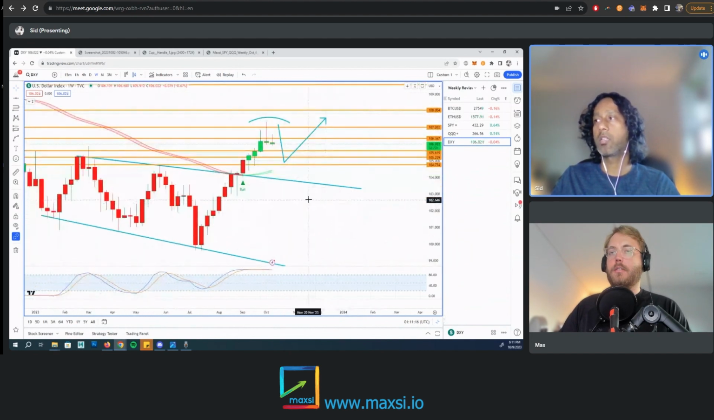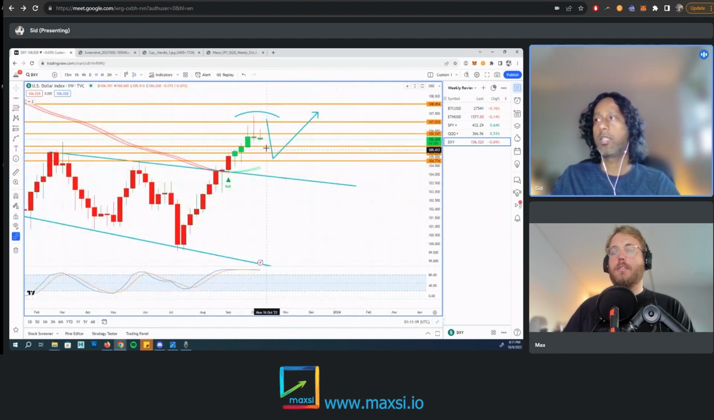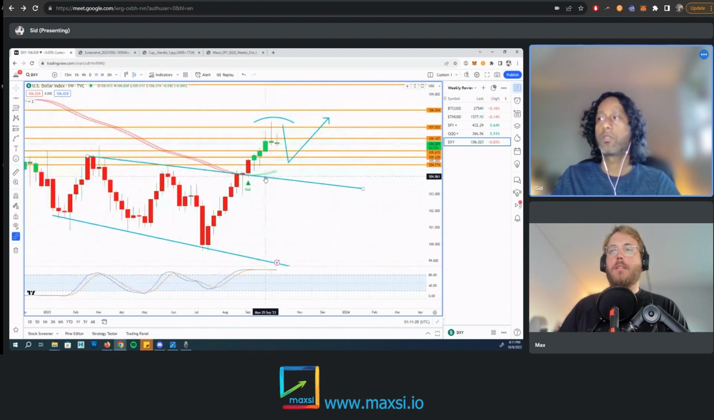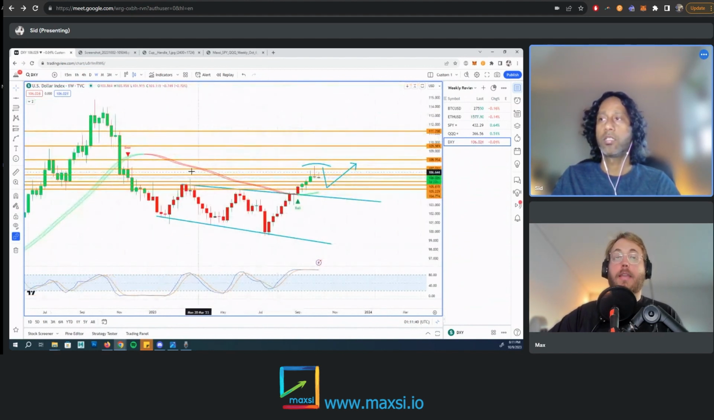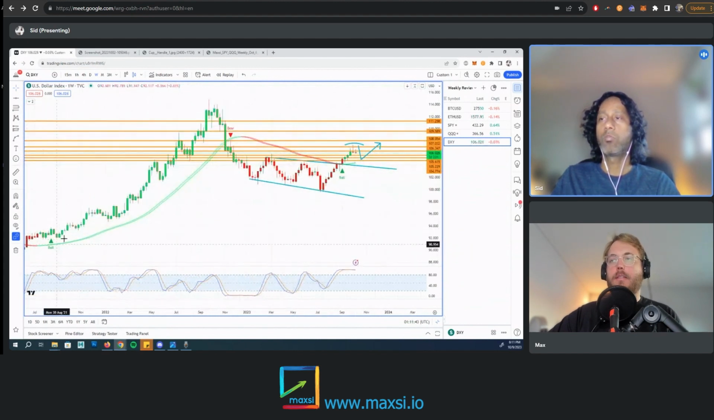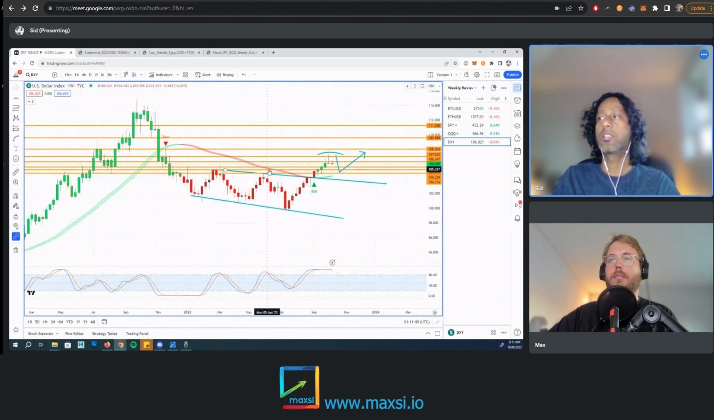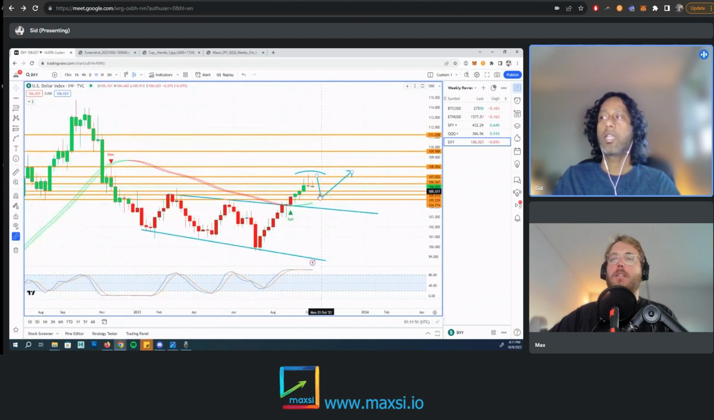Now for it to continue up and keep going higher, it needs to do an SR flip, basically convert resistance to support. It needs to bounce on either of these supports, and it also has to stay above our indicator's strength band. You can see how in a bullish trend the price tends to bounce on the strength band, and in a bearish trend it keeps getting rejected on the strength band. So even if it cools off, it needs to bounce on either of these supports for it to continue higher.